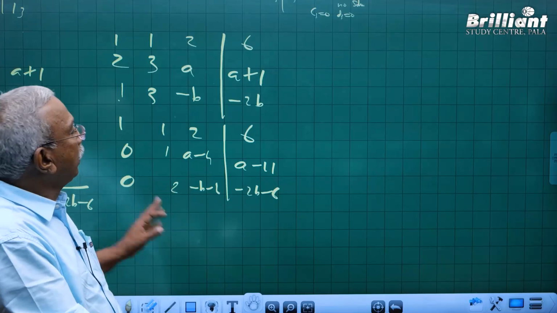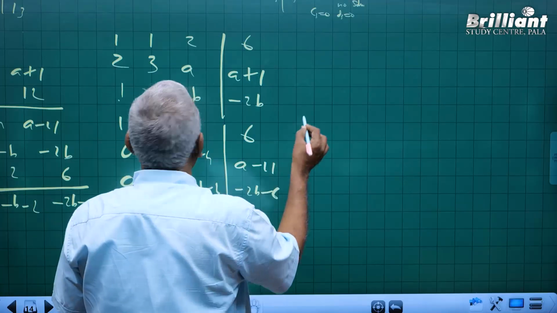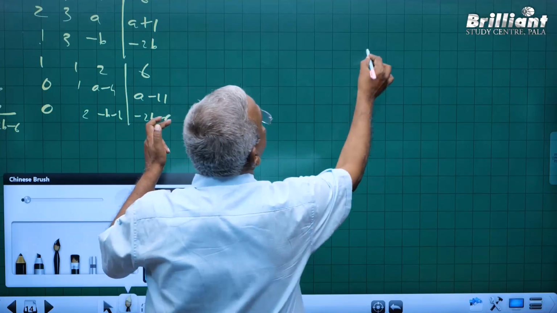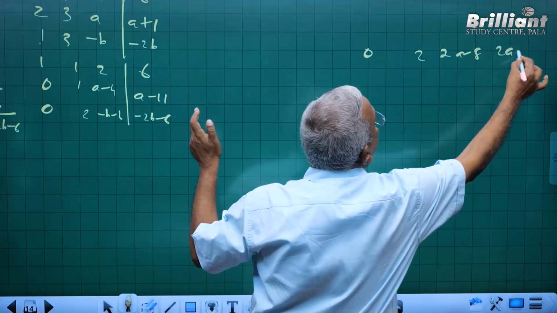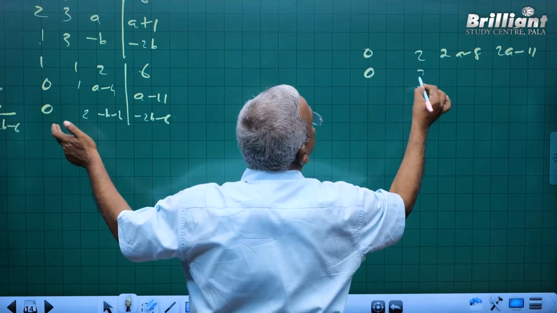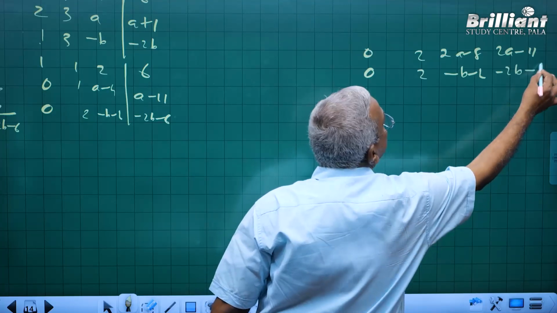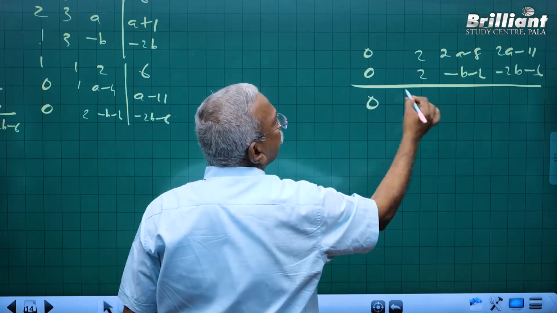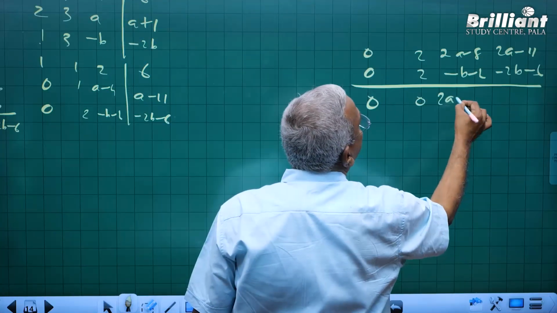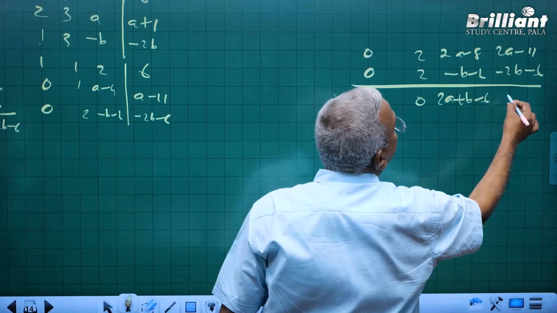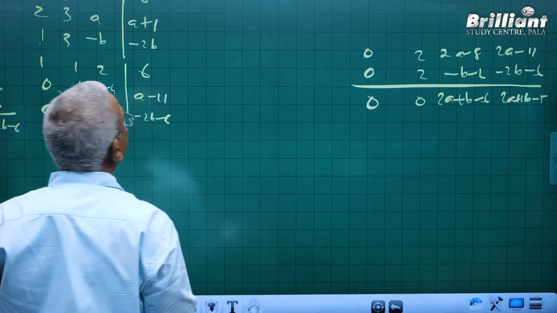Now only one more step is required to make this one 0. How to make this one 0? It's very simple. Just multiply this by 2 and subtract here. So I just write down here 0, and I multiply by 2 here, that is 0, 2, 2a minus 8 and 2a minus 11. Below here 0, 2, minus b minus 2 and minus 2b minus 6. Now you subtract, no problem whether it is subtracted from above to below or below to above. So here it is equal to 2a plus b minus 6 and here it is 2a plus 2b minus 5. So these are our third step.